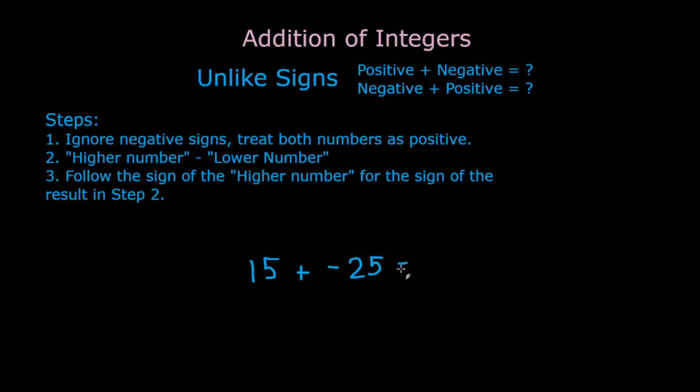So, we have here positive 15 plus negative 25. Again, ignore the negative signs and treat both numbers as positive. And then, higher number minus lower number. So, ito yung higher number, 25. And then, minus lower number, which is 15. 25 minus 15 is just 10.